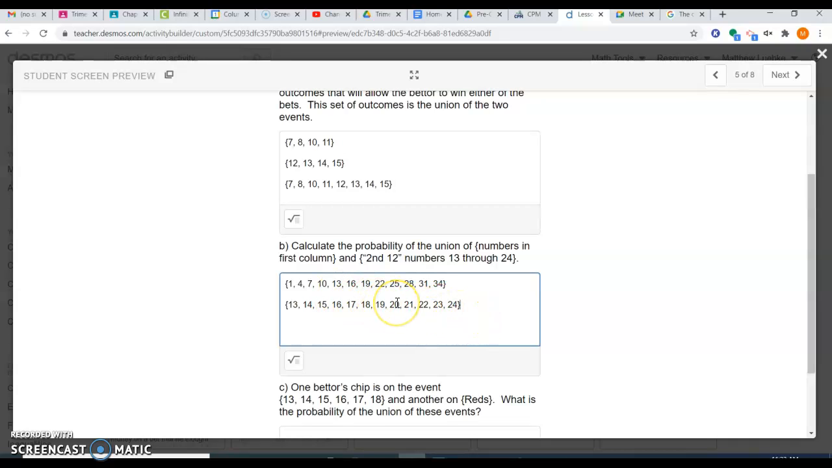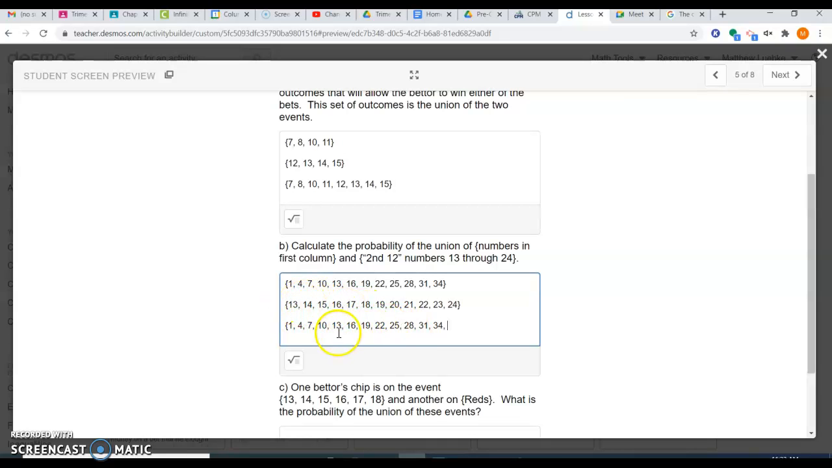So I'm just going to make a list of all the numbers that would win, and I'm not going to repeat numbers. My set could be 1, 4, 7, 10, 13, 16, 19, 22, 25, 28, 31, 34 from the first one. Now I'm just going to add the ones in here in my set, and I'm not going to repeat numbers. I'm just going to add the other ones that would make this one win.